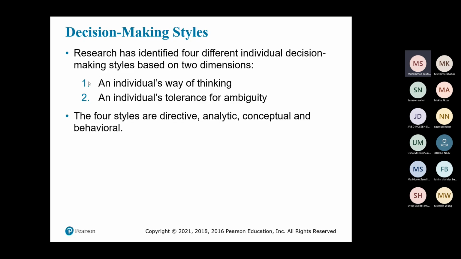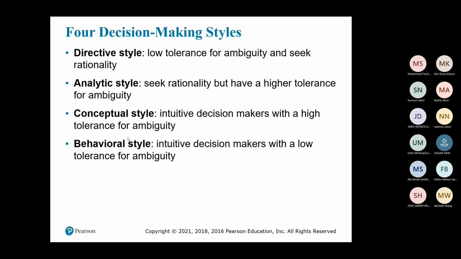The decision making style is based on how you as a human being think, and how you tolerate the ambiguity or incompleteness of the information. These are the two dimensions, or two characteristics, that determine which decision making style you can use to solve the problem. The 4 styles are directive, analytic, conceptual, and behavioral.